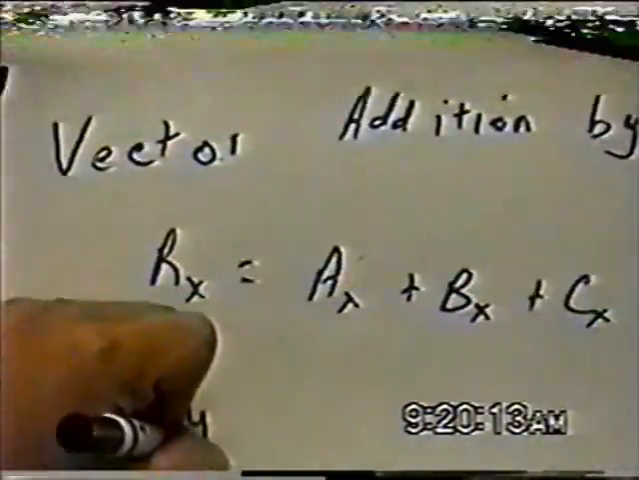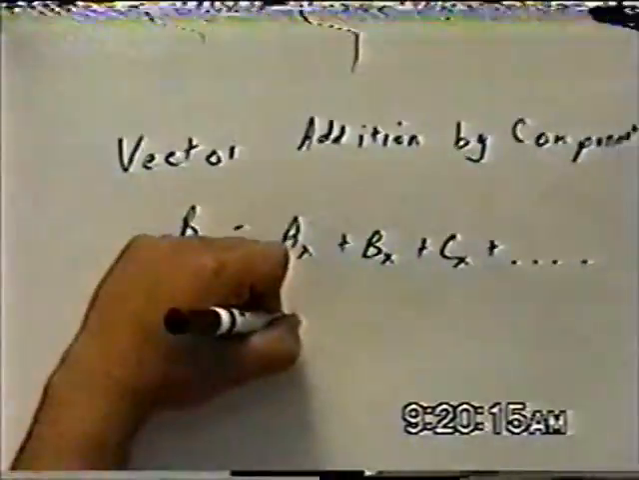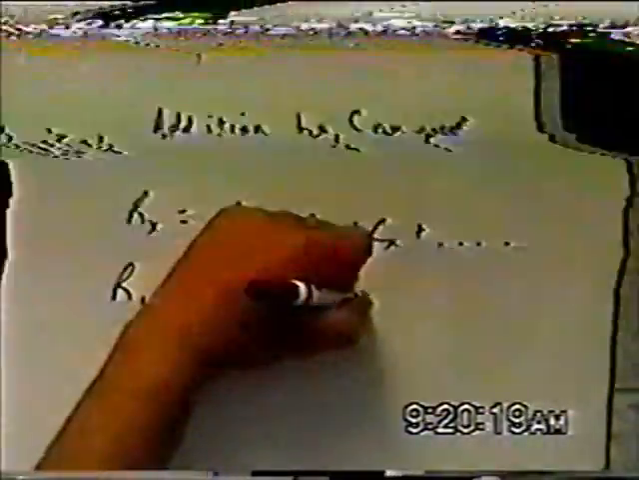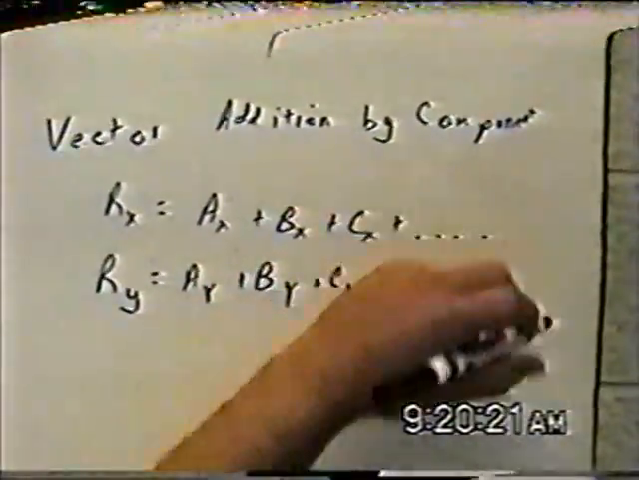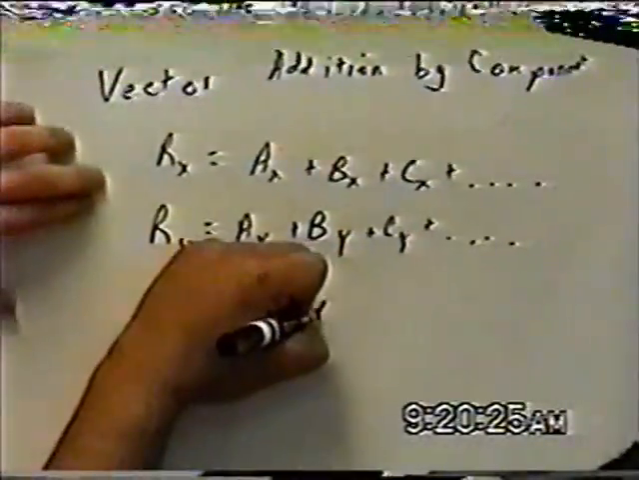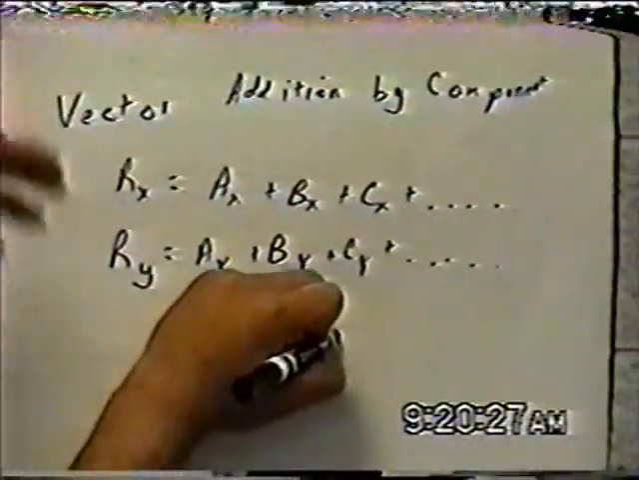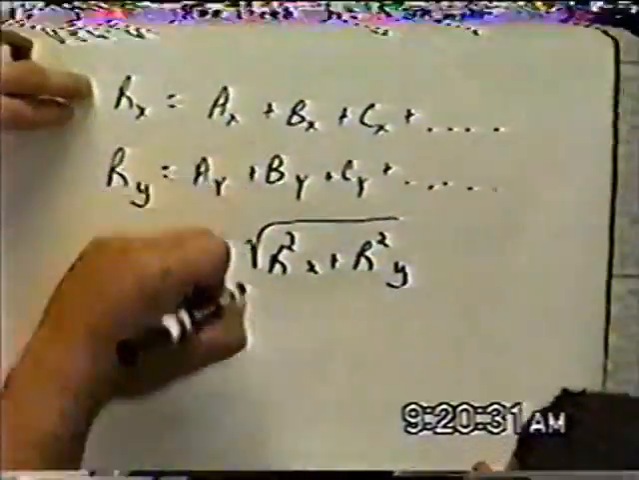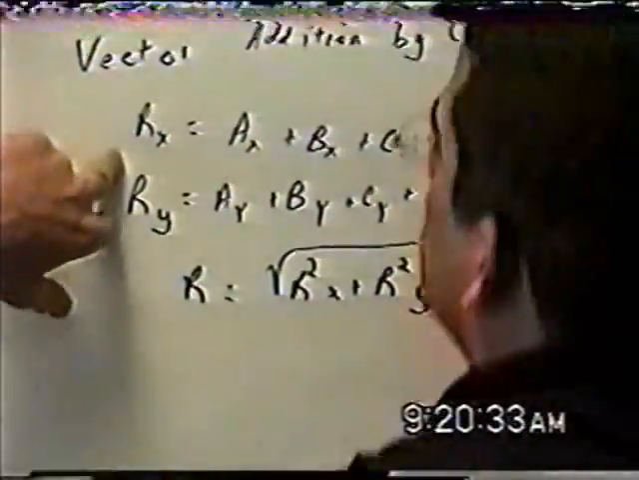So that would be a sub x, b sub x, c sub x, d sub x, and so on. You just keep adding all the components, and that will get you the resultant x. You do the same for y: a sub y, b sub y, c sub y. When you add those together, you'll get r sub x and r sub y.